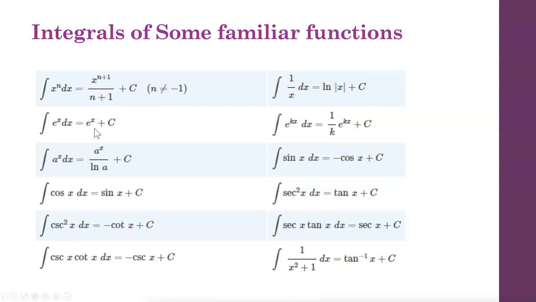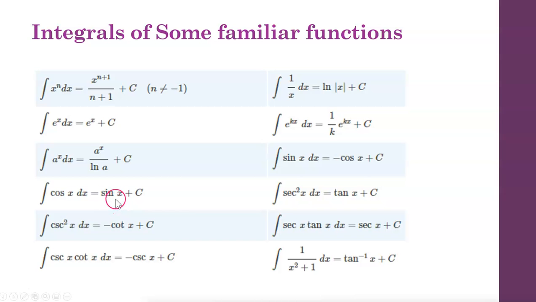Right, so for e to the x, we know the derivative stays the same, therefore the antiderivative would stay the same. If I have any other number to the x, I get, again, that a to the x back, but I need to divide by natural log of a. And that has to do with how we took the derivative of a to the x. We got a to the x times natural log of a, so for the antiderivative I would need to divide.